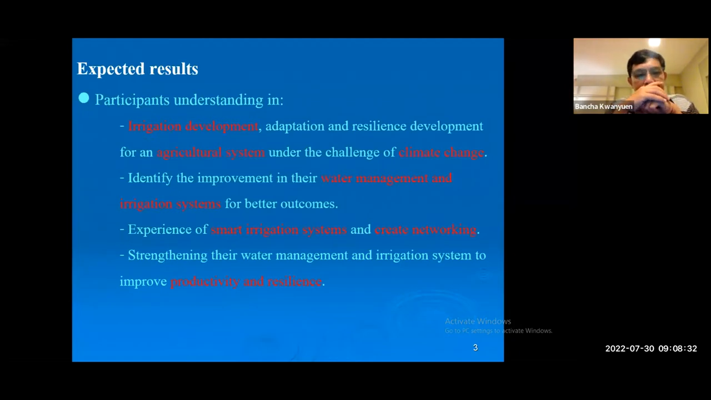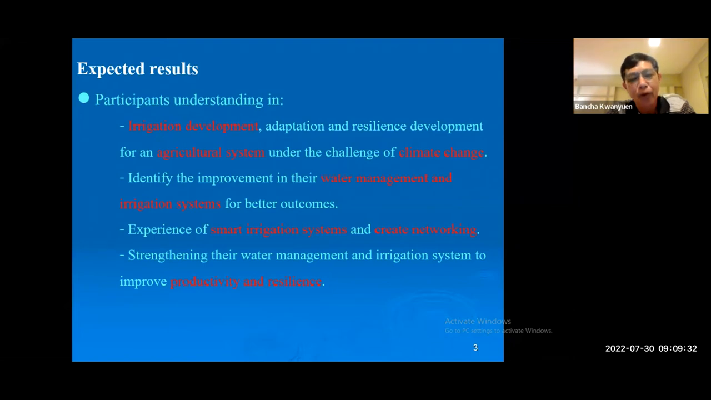Okay, and up to now, what is our expected result? This is some of them. We hope that you understand more, or at least are reminded of what you have learned before about irrigation development and also about irrigation systems and climate change. Maybe you have felt or recognized the impact on the crops or the weather conditions, and many other things related to water and climate. And hopefully you are able to understand more about water management and irrigation systems, and how you are going to improve the outcomes from cultivation or agricultural activities.